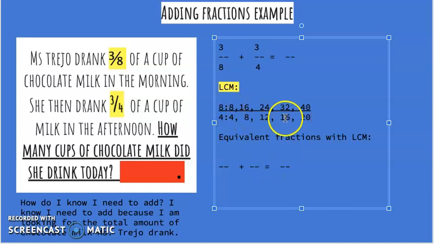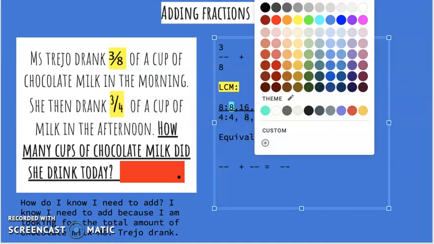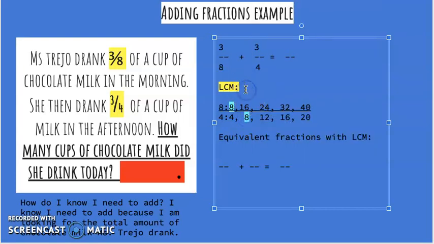Now, I see that they have 16 in common, but it's not the first number that they have in common. The first number that they have in common, guys, is 8. So 8 becomes my least common multiple for these two denominators.